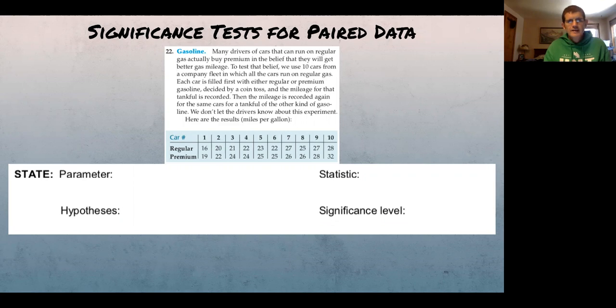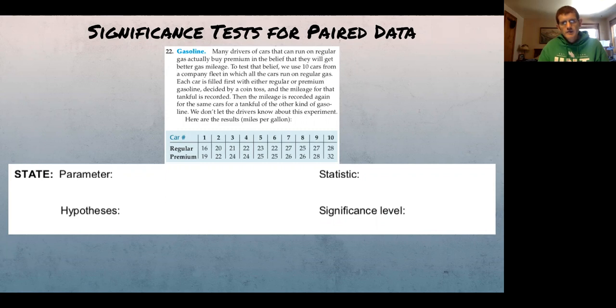Now we're looking at 10 cars that are all going to be given regular gas and allowed to use up their tank. And then they were given premium gas and allowed to run through their tank. And basically, the miles per gallon that they got for each type is going to be compared. Now, it was randomly determined which one they got first. So there's some randomization going on.